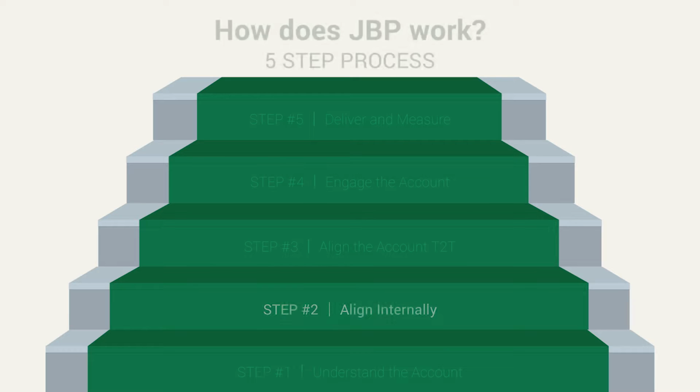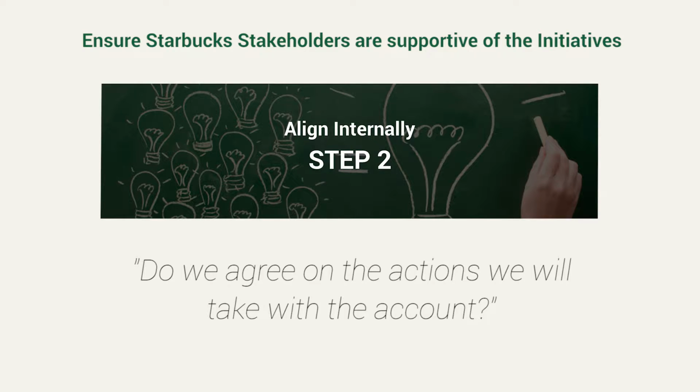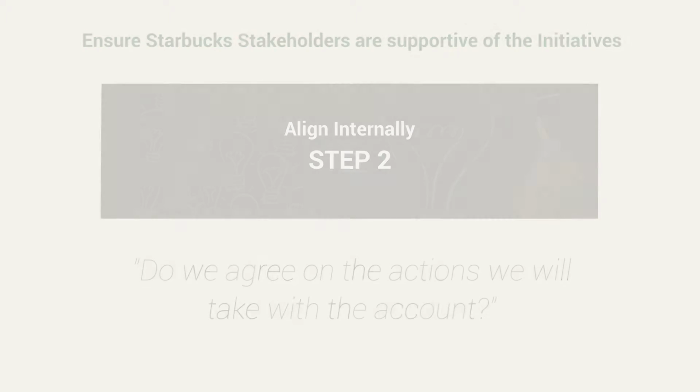So let's begin Step 2 of this 5-step process. This step answers the question, do we agree on the actions we will take with the account? If Step 1 was focused on the customer, then Step 2 is focused on Starbucks. First, by ensuring you're creating initiatives to work on that are worthwhile and important to Starbucks. And then, by enrolling and aligning all of the key stakeholders and senior leaders to your initiatives.